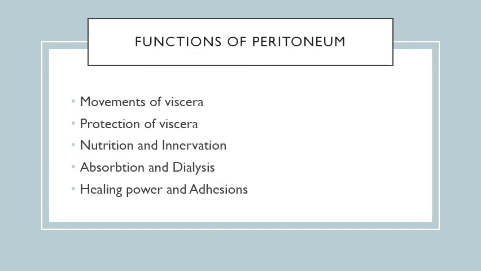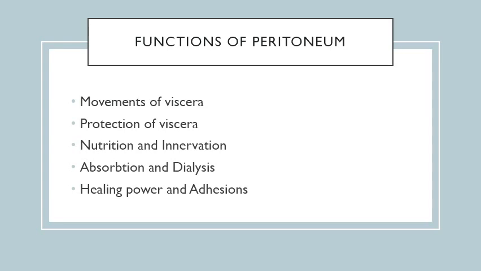So why are we talking this much about the peritoneum? We need to know what the functions of the peritoneum are. Movement of viscera: it provides a smooth slippery surface by means of the little bit of peritoneal fluid present in the peritoneal cavity. It provides a smooth and slippery surface for the movement of all the viscera present in the abdomen.